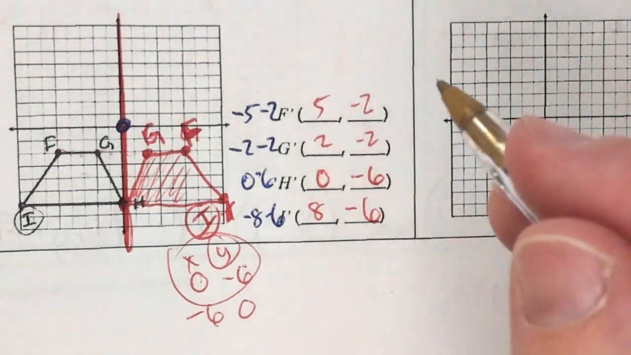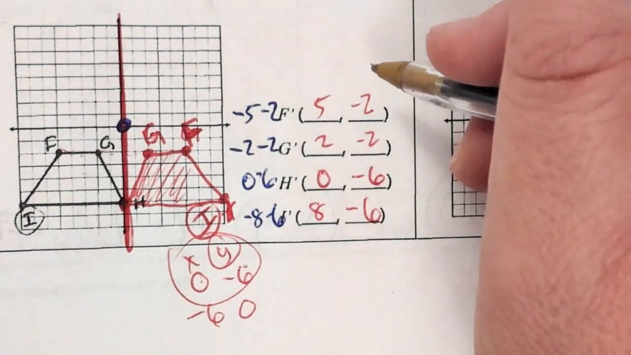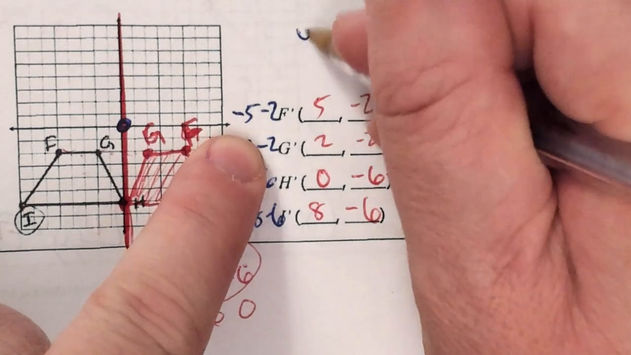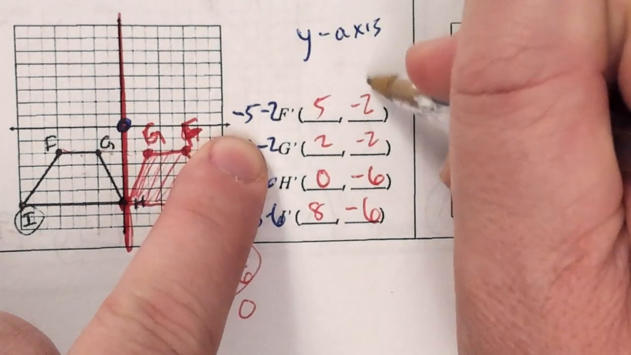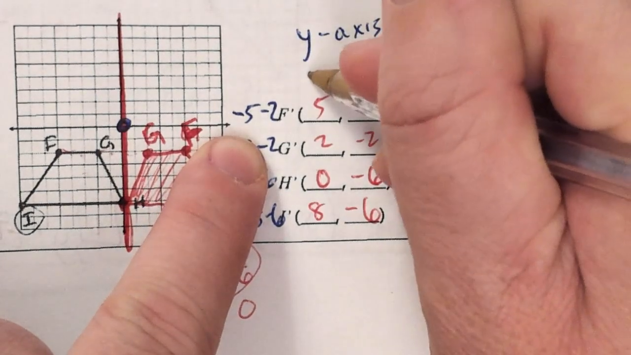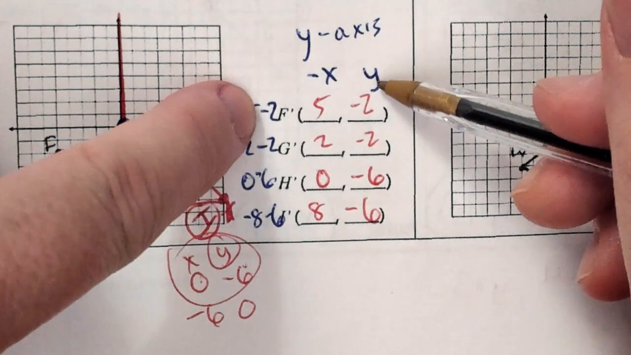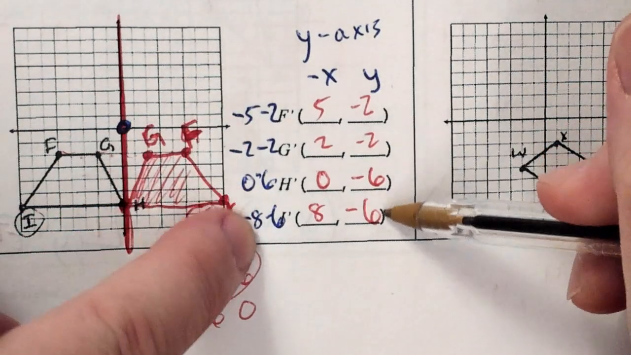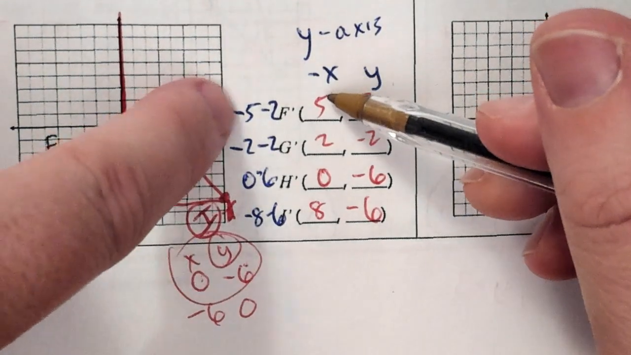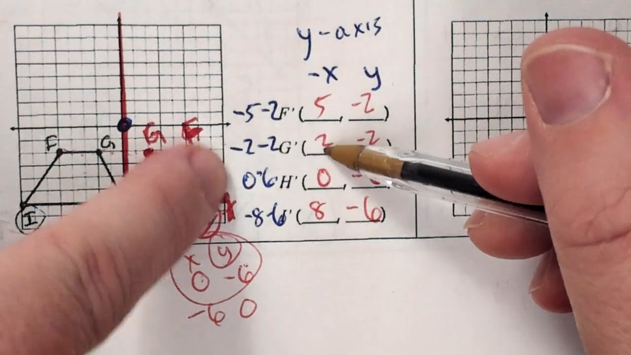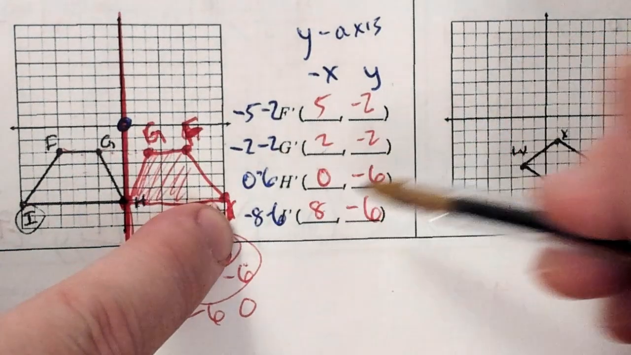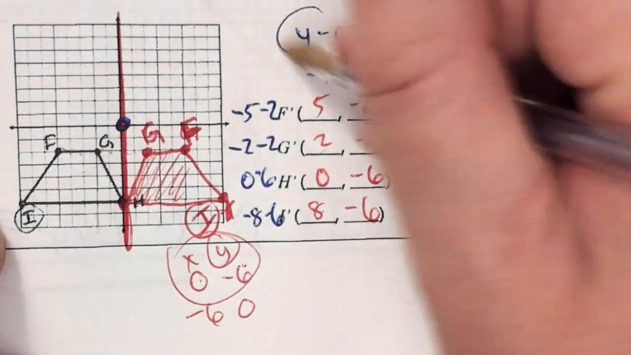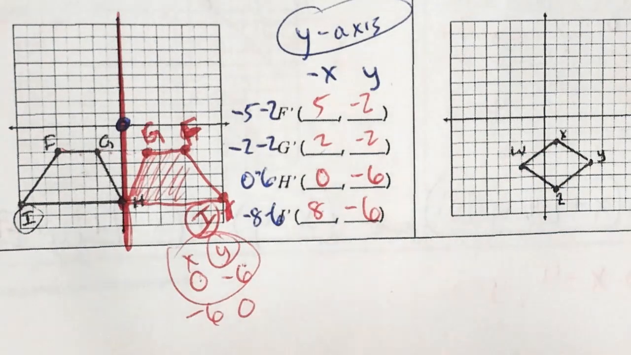If I'm reflecting over the y-axis, the y stays the same, the x turns negative. All right, so look at all the y's. Yep, they're all the same, and all the x's, negative turn to a positive, negative turn to a positive, negative turn to a positive. Yep, everything checks. So I know I'm doing this correct. Excellent.